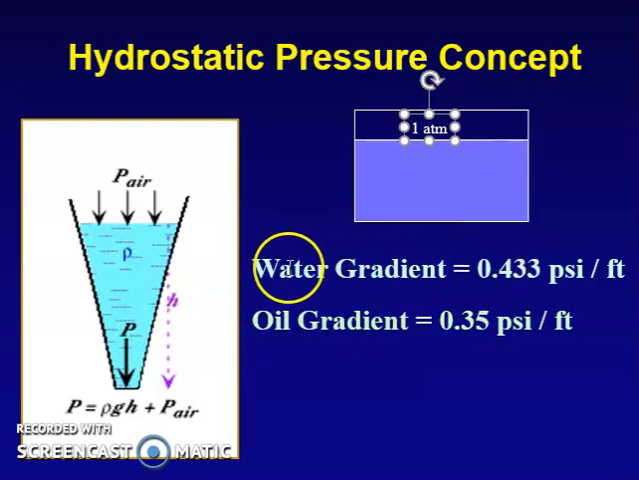So for example, water gradient is 0.433 psi per foot. Psi is pound per square inch. That's the unit of pressure petroleum engineers use, okay? So 0.433 psi per foot, okay? And it means that every 1 foot that you go down from the surface, the pressure increases by 0.433.